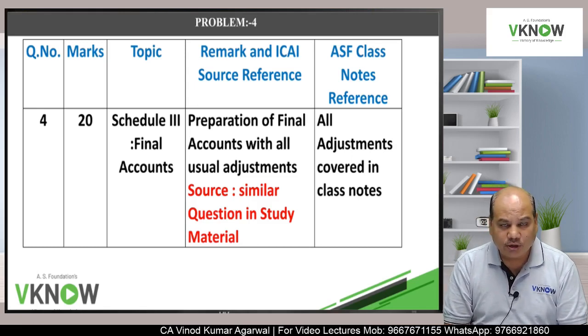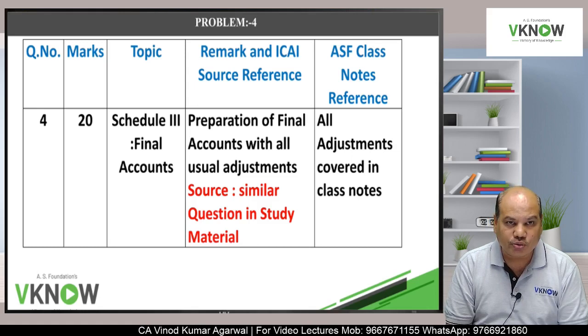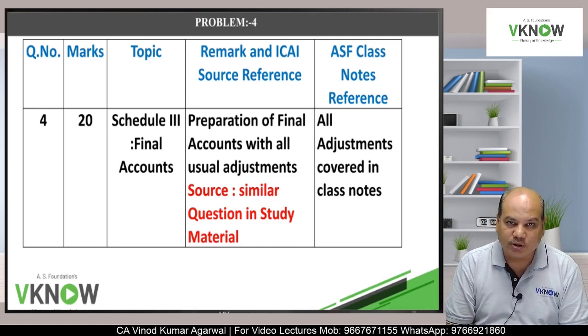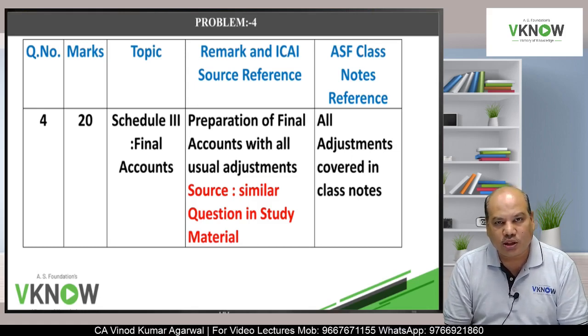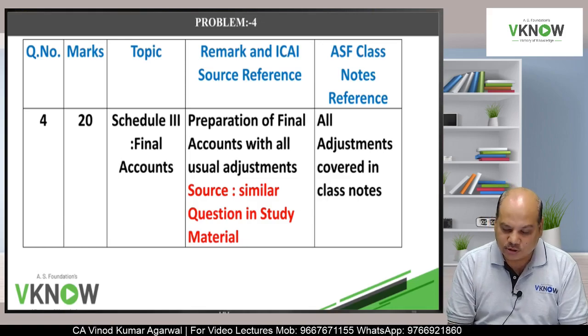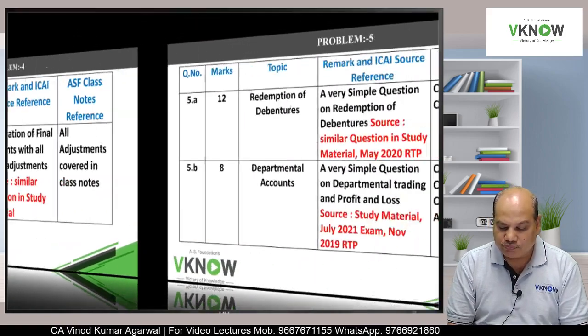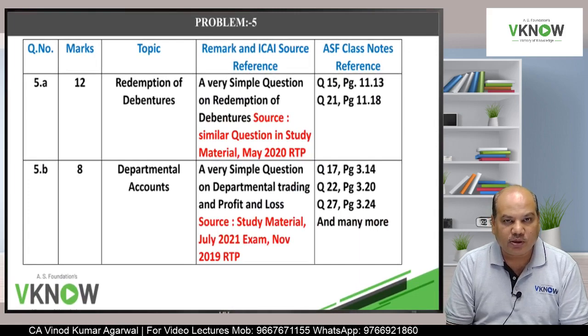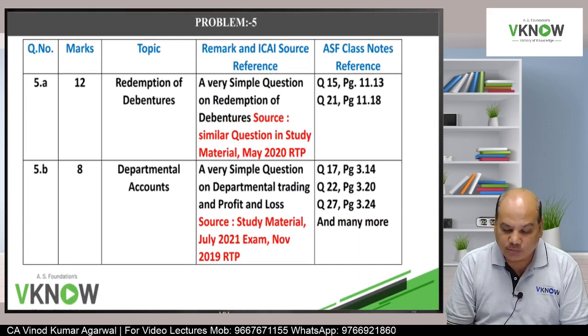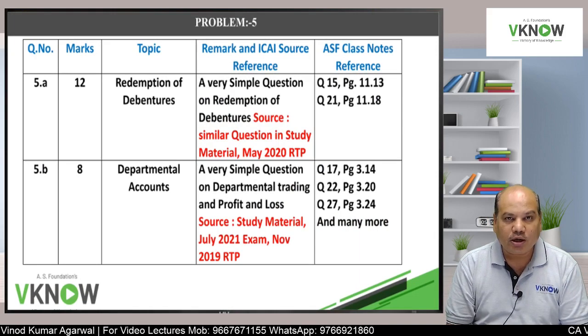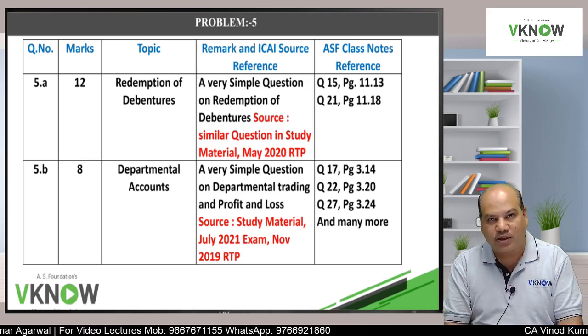Similar questions are covered in the study material of the institute, past RTP and MTPs, and we have covered all the adjustments which were given in this question for 20 marks. So most of the students will be able to solve it. Question number 5A, again a very routine repeat question on redemption of debenture.